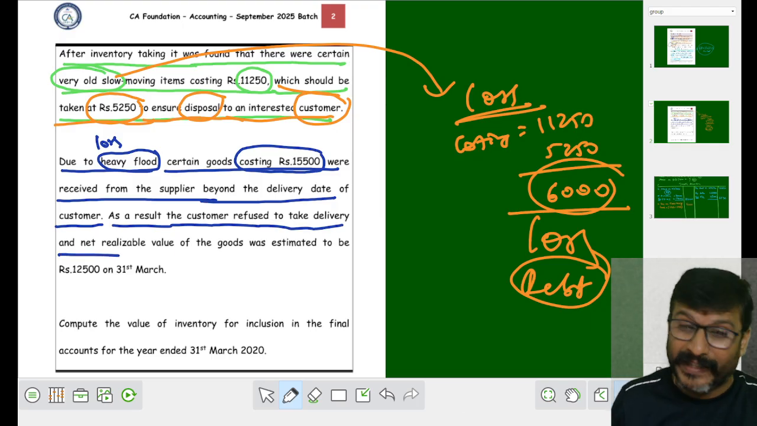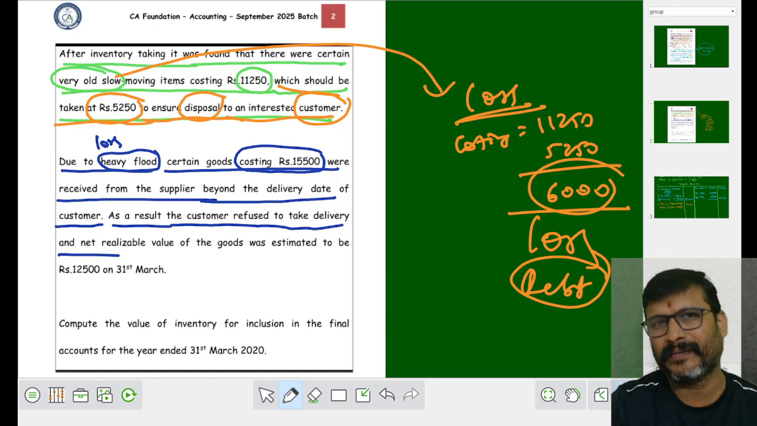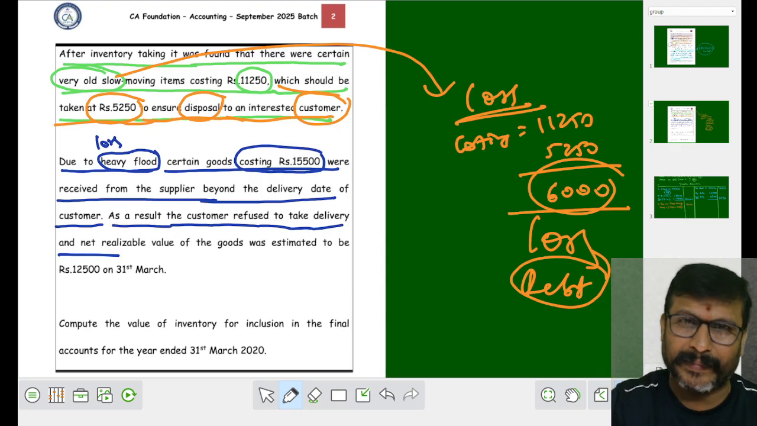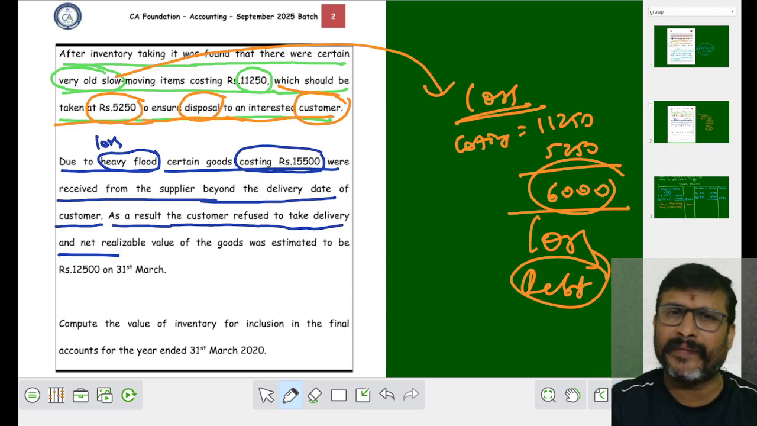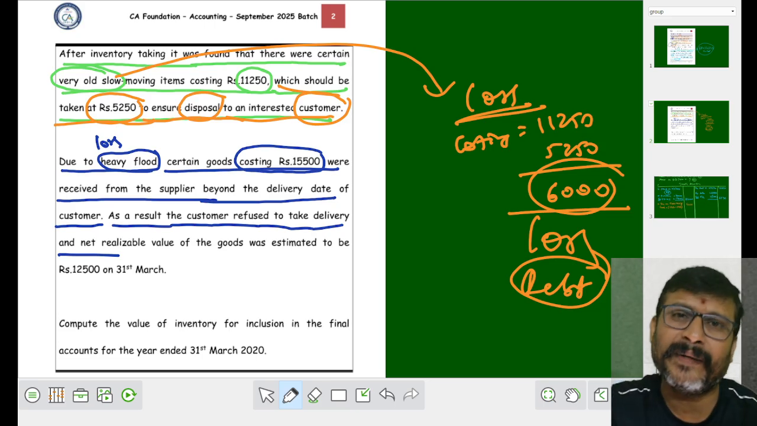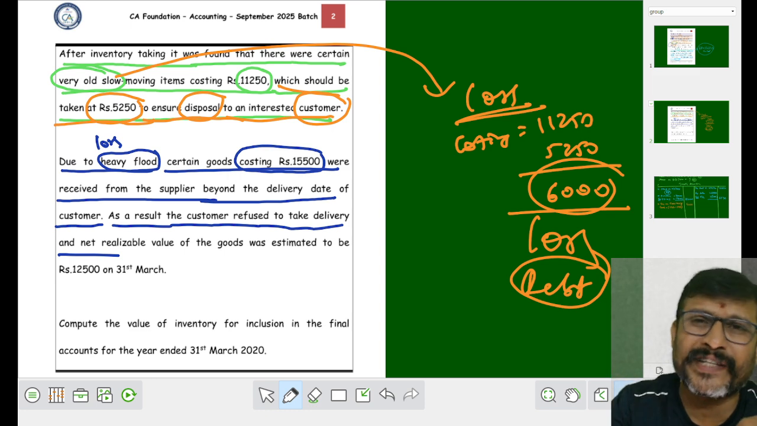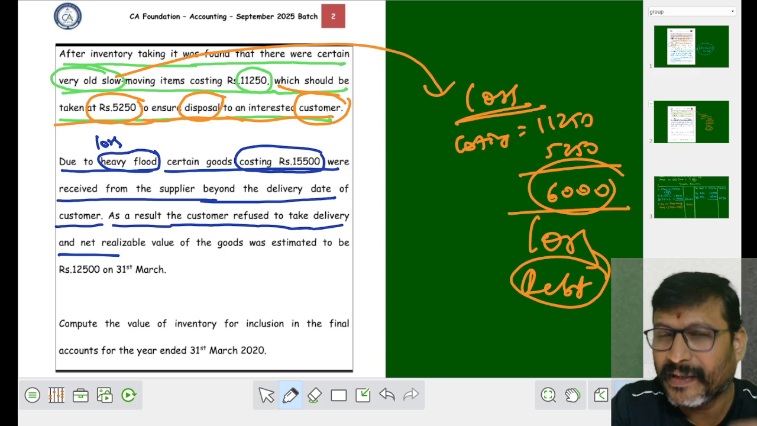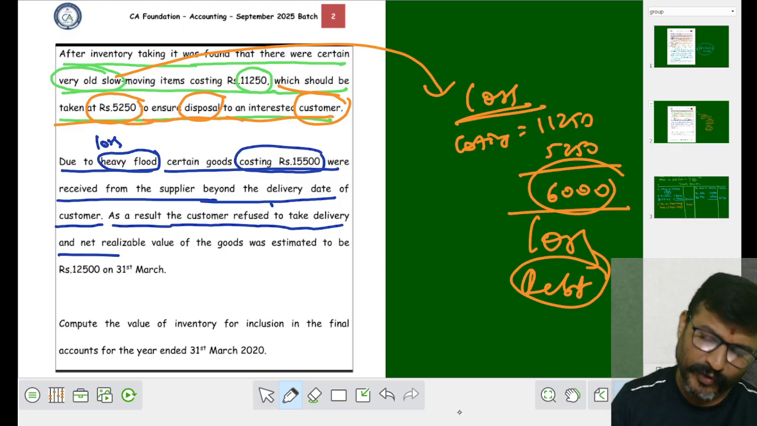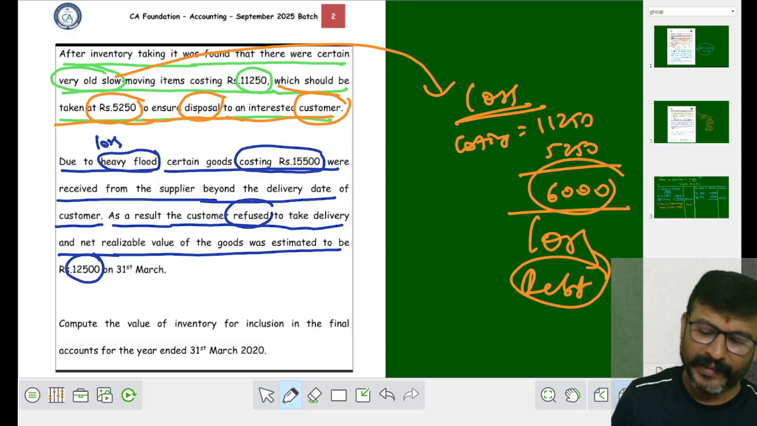Please remember, because of the flood, I repeat, a very simple sentence. You assured your customer that you are going to deliver the goods on so and so date. Because of the heavy flood, you didn't receive the goods in time from your supplier. So it's not possible for you to sell it to your customer in time. That's why the customer refused to take the delivery. Then the net realizable value of these goods is 12,500.